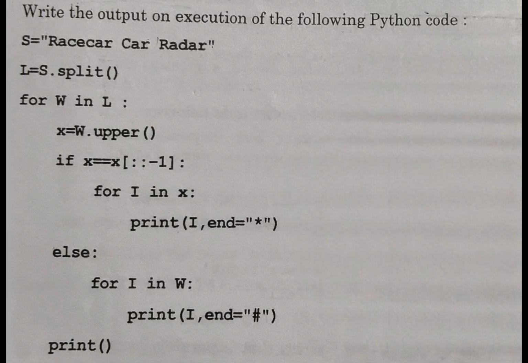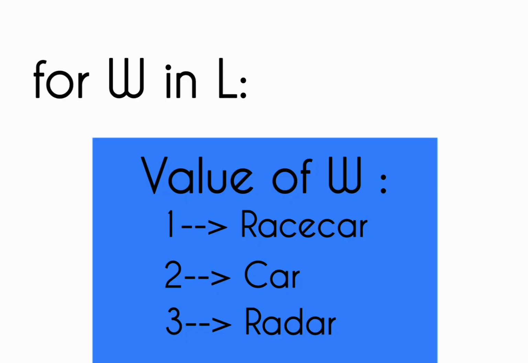So we have discussed the upper two lines, and now we are going to discuss the loop. So the next line is for W in L. So for W in L means W is the variable here. So when the loop will run, it will take the values one by one, which are stored inside the variable L. So L is containing a list with three elements. So the loop will run for three times, and one by one it will hold the values race, car, and radar.